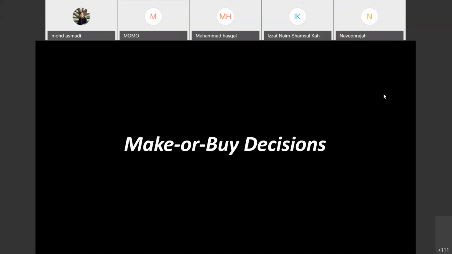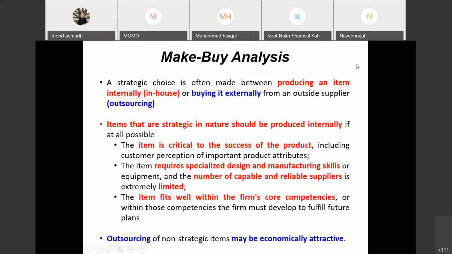And actually for this part, we want to know how this decision is made, whether you go for the make decision or the buy decision. Make decision is in-house, while the buy decision is outsourcing. If you look at this slide, a strategic choice is often made between producing an item internally, or in-house, or buying it externally from an outside supplier, which is outsourcing.